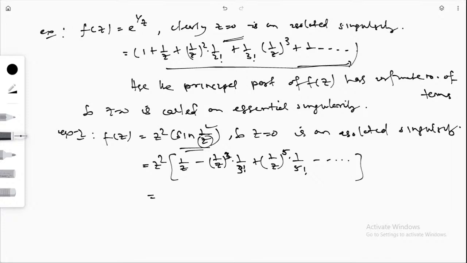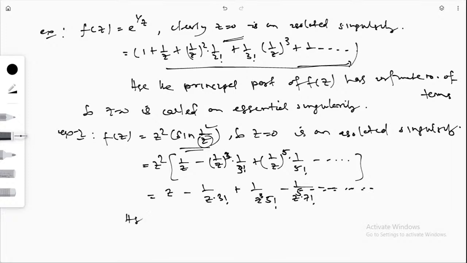If I multiply by z squared, it will be z minus 1/(z 3 factorial) plus 1/(z^3 5 factorial). The next term will be 1/(z^5 7 factorial). Similarly, if I continue, I will get more negative powers of z.